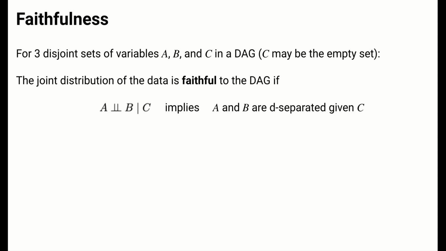The faithfulness assumption is as follows. If A, B, and C are three disjoint sets of variables in a DAG, the joint distribution of the data is faithful to the DAG if conditional independence between A and B, given C, implies that A and B are d-separated, given C.